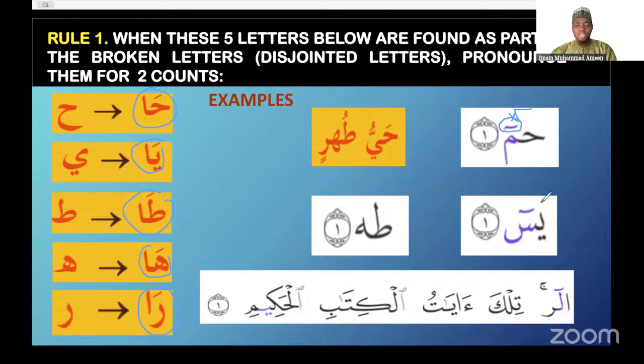Yasin, right? So the ya goes for 2 counts as well. Yasin. And you see this one. This also will be Taha, Taha, right? And this will be Alif Lam Ra. So the Ra will go for 2 counts, right? Alif Lam Ra. So Ra will go for 2 counts.